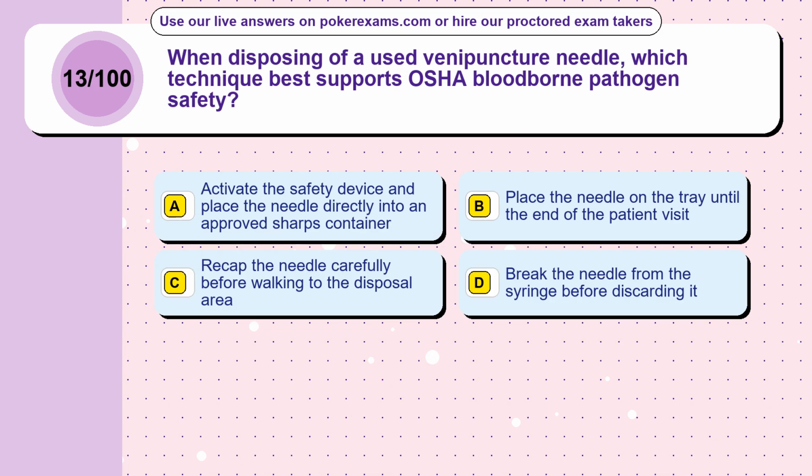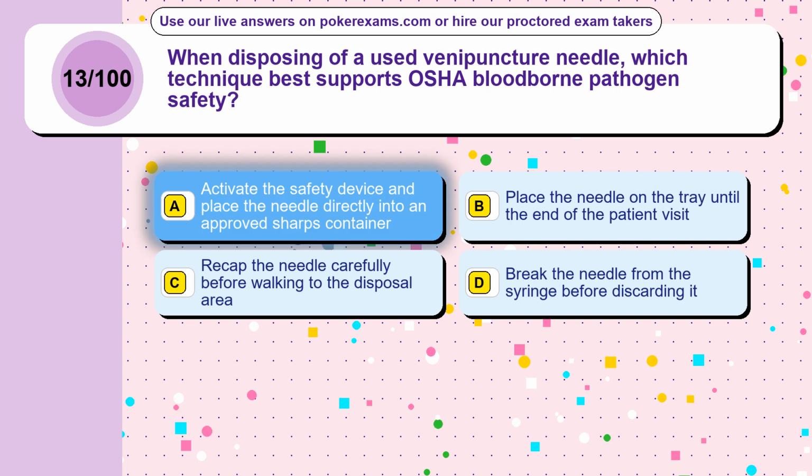Question 13. When disposing of a used venipuncture needle, which technique best supports OSHA bloodborne pathogen safety? Option A. Activate the safety device and place the needle directly into an approved sharps container. Option B. Place the needle on the tray until the end of the patient visit. Option C. Recap the needle carefully before walking to the disposal area. Option D. Break the needle from the syringe before discarding it.